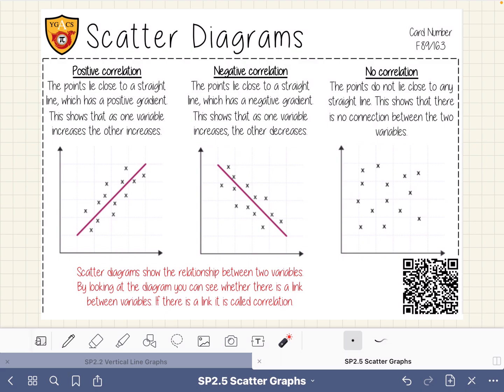For example, there is no correlation between somebody's height and their IQ. You would expect the points to be dotted around like this, saying that there is no connection between the two variables.